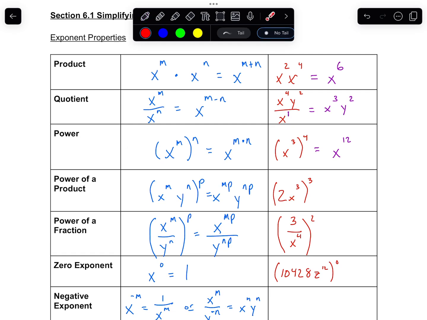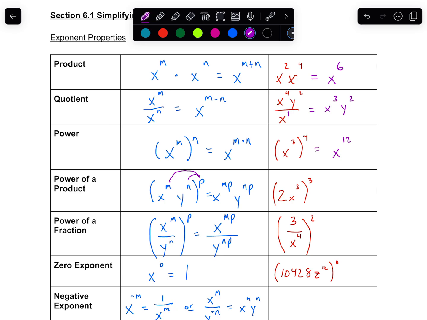Next rule is when we have a power of a product, so we're multiplying two things inside the parentheses. Normally you want to simplify inside the parentheses if possible, but because I don't have like bases inside here, I can't simplify anything in this parentheses. So I'm going to distribute that exponent that's on the outside to all the exponents on the inside of the parentheses to give us x to the m times p times y to the n times p.